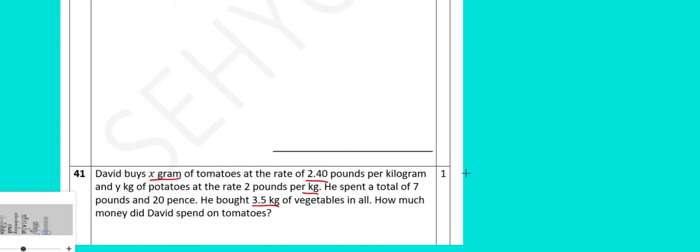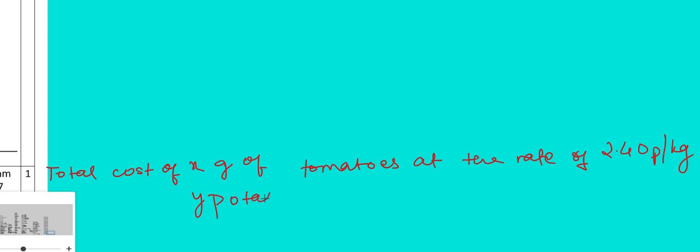So the total cost of X gram of tomatoes at the rate of 2.40 pounds per kilogram, and Y potatoes at the rate of 2 pounds per kilogram, is equal to X over 1000 into 2.40 plus 2y, which is our equation 1.